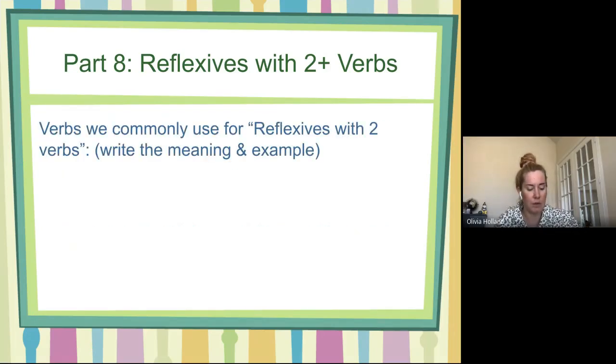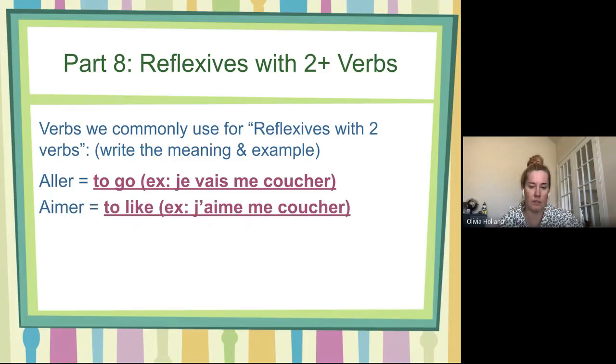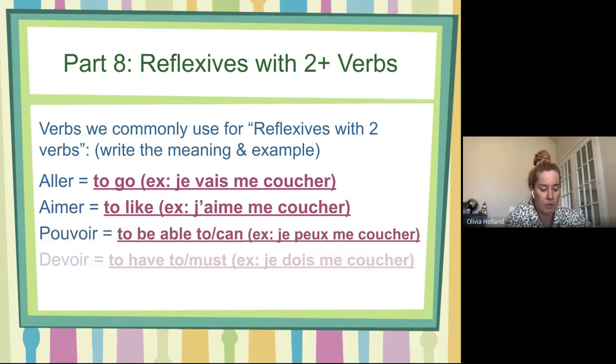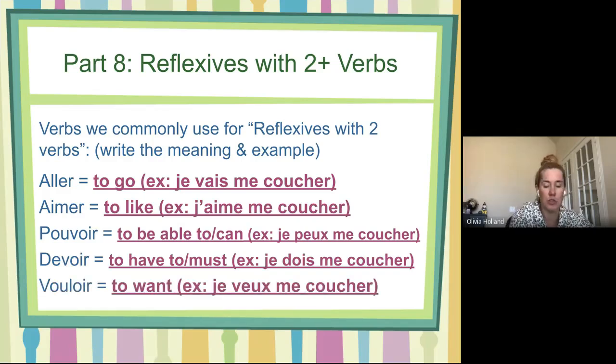So just some verbs that we commonly use with 2 or more verbs, like they are used as the first verb. You have aller, which is to go, like I'm going to do this. Aimer, to like, I like to go to bed. J'aime me coucher. And again, the me would change depending on your subject. So you could say tu aimes te coucher. Then you have pouvoir, which is to be able to, like can, like I can go to bed. Je peux me coucher. You have devoir, which is to have to. I have to go to bed. Je dois me coucher. And you have vouloir, which is to want. So I want to go to bed. Je veux me coucher.